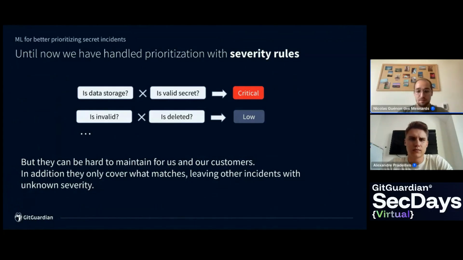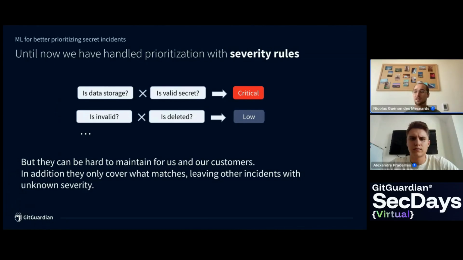The problem with this approach is that, first, it becomes hard to maintain. GitGuardian provides some severity rules and customers can define some, but as soon as you have hundreds of them, it's very hard to maintain: understand what happens, debug, fix, etc. So that's the first thing.